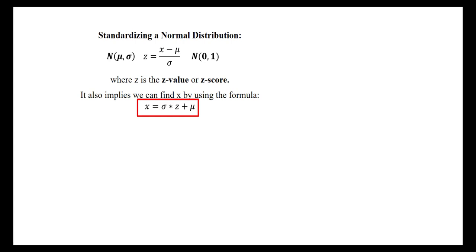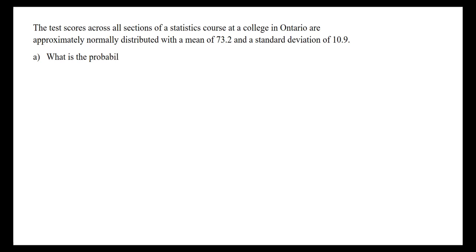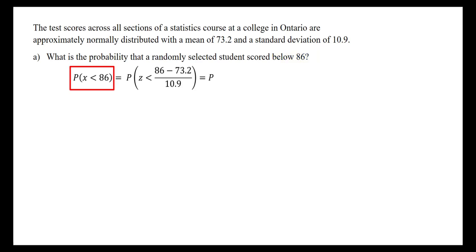Next, we are going to look at the following example. The test scores across all sessions of a statistics course at a college in Ontario are approximately normally distributed, with a mean of 73.2 and a standard deviation of 10.9. We're supposed to find the probability that a randomly selected student scored below 86. So we want the probability of x less than 86.